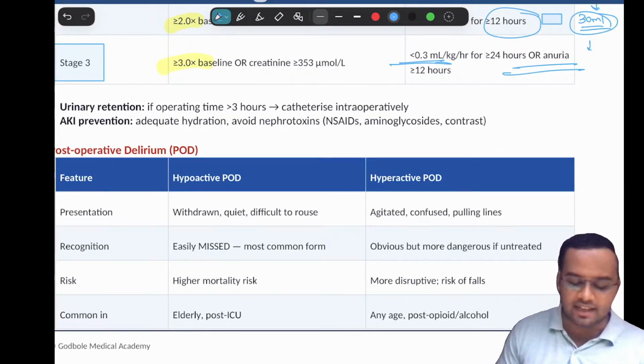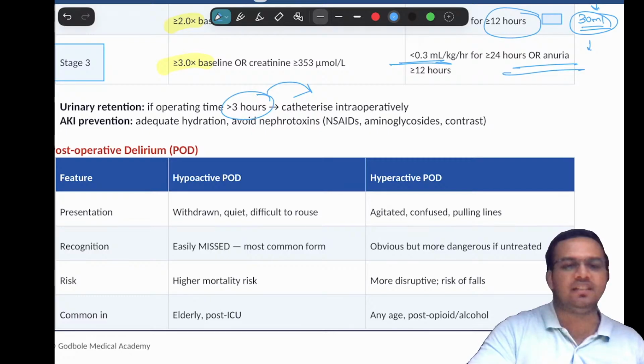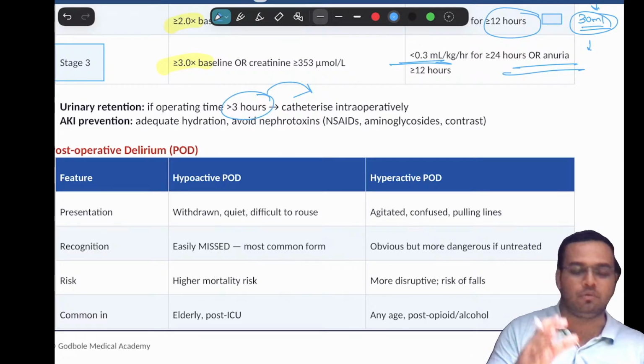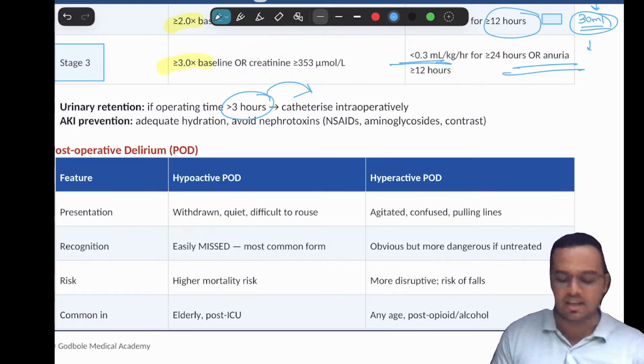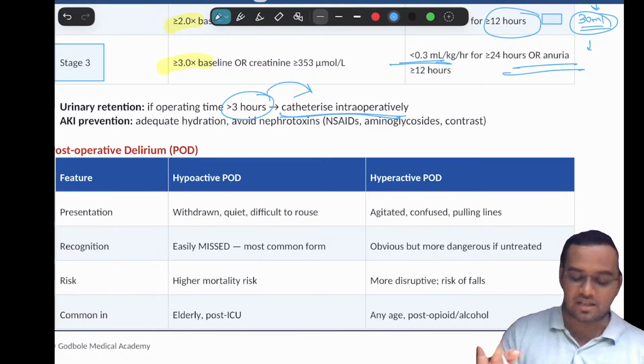So urinary retention, if more than 3 hours, catheterize the patient. Normally, any surgery which you apprehend would be less than 3 hours, you don't need to catheterize the patient. But if it is more than 3 hours, catheterize the patient intraoperatively.